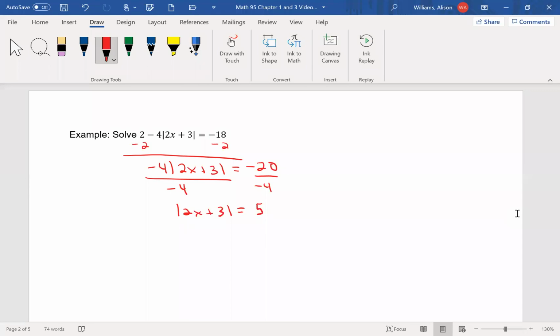Okay, so now we're going to do what we did above. I'm going to take 2x plus 3 and set it equal to +5. And 2x plus 3 could be -5. And those will both work.